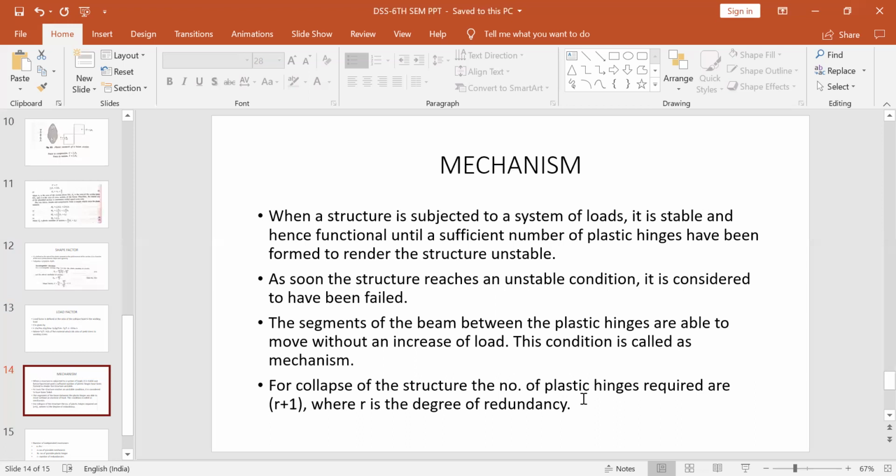Say a propped cantilever. A propped cantilever is an indeterminate structure of degree of redundancy 1. So what is the value of R there? 1. So what is the number of plastic hinges? The minimum number of plastic hinges required to cause failure will be R plus 1, that is 1 plus 1, 2. So this is how you find out the minimum number of plastic hinges. The adequate number of plastic hinges required is R plus 1 to cause failure. It comes under the mechanism part.